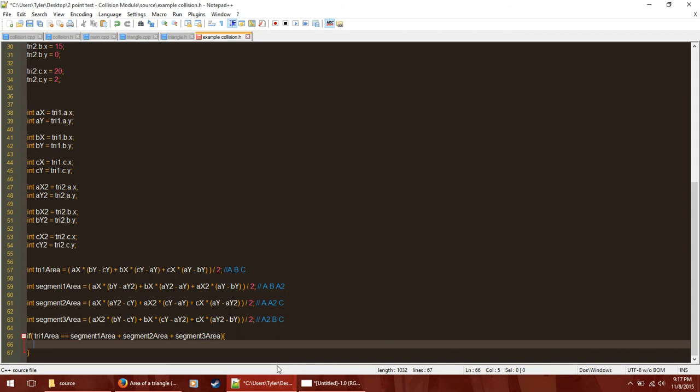If you want to find out which side, you'll just check if segment 1 area is smaller than segment 2 area, and so on. Sometimes they return the same area, so it's hard to do a check for that, but if you spent enough time on it, I'm sure you could figure it out.